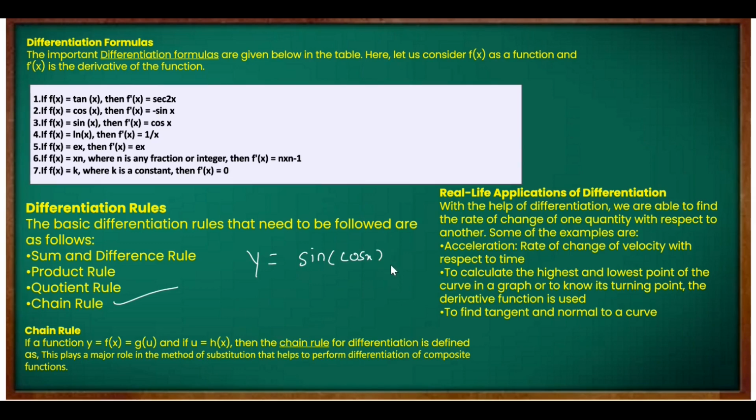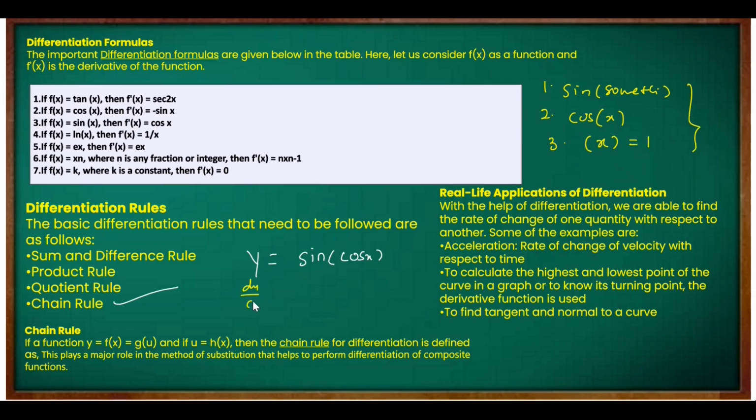In this question, if you see, there are three functions involved. One is sine of something, then you have cos of x, then you have x. This is how it is. So first you will go from outside. First you will do this, then you will do this, then you will go for this. X differentiation is 1, so we won't write it, correct? But there are three functions in it.